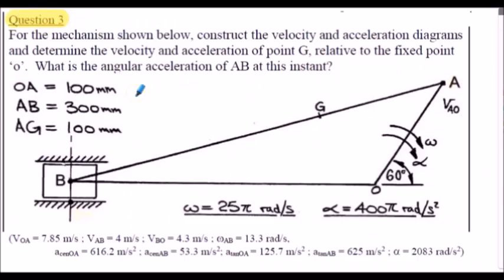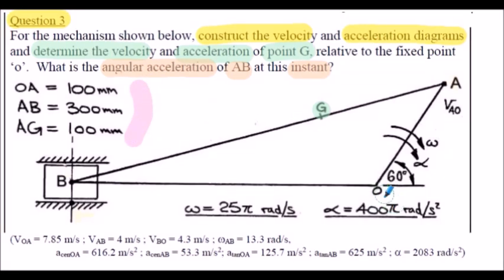And finally, question 3, there's a slider crank mechanism. You have to construct the velocity and acceleration diagrams as before and determine the velocity and acceleration of point G, shown here on the connecting rod, and also find the angular acceleration of the connecting rod AB at this instant. First, geometry is given for the links here. Notice in this particular case, the crank O to A has an angular velocity omega that's actually stated in radians per second, so 25 pi radians per second. In the previous questions, the angular velocity was stated in RPM.